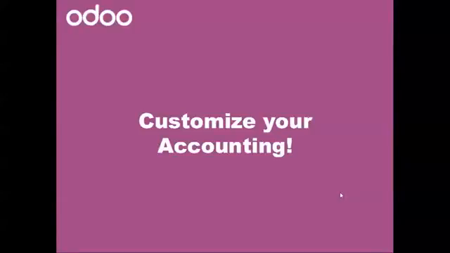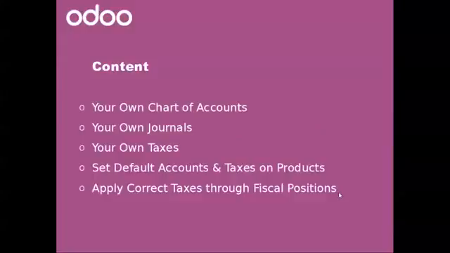Now that you've learned about the basic accounting settings, we will push a bit further and learn how to customize your accounting. In this chapter, we will discuss how you can create your own chart of accounts, how you can create your own journals, define your own taxes, set default accounts and taxes on products, and apply the correct taxes by using fiscal positions.